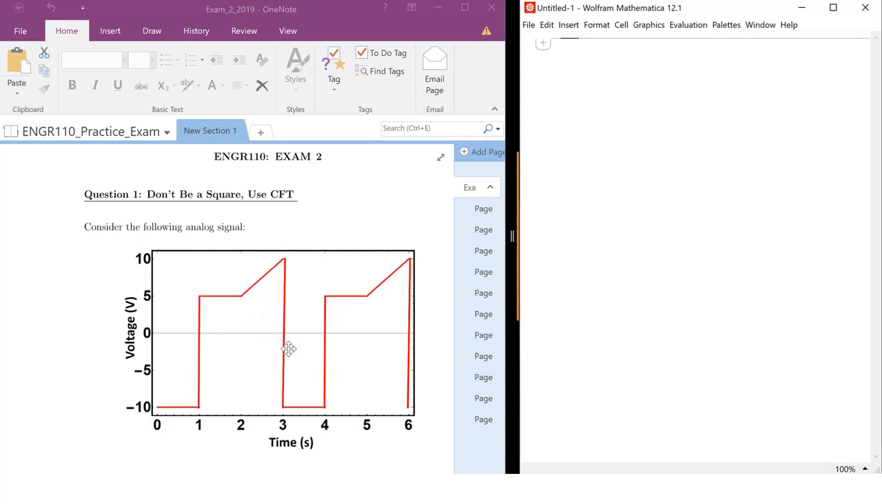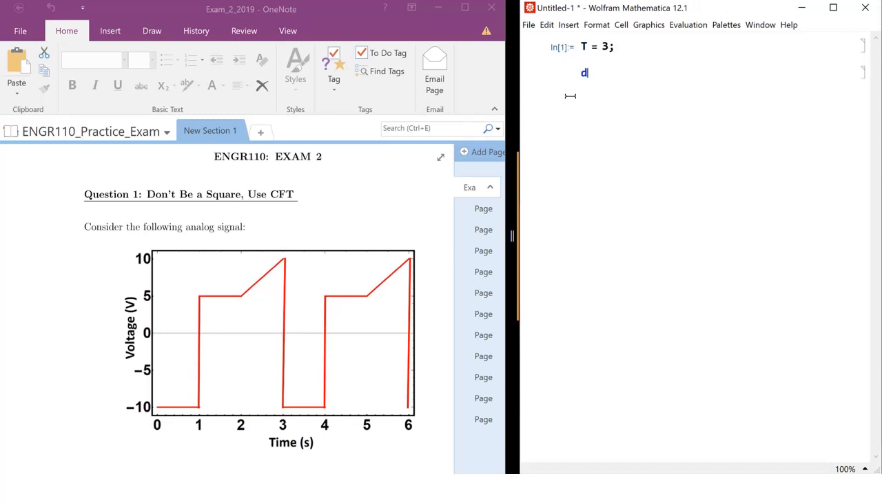The other thing we want to think about is, is our signal periodic or is it aperiodic? Well, looking at this signal, it goes flat, rises to 5, goes to 10, drops down to -10 again, rises to 5. So after 3 seconds, we are periodic. Our shortest period is T equals 3. So that is our period.